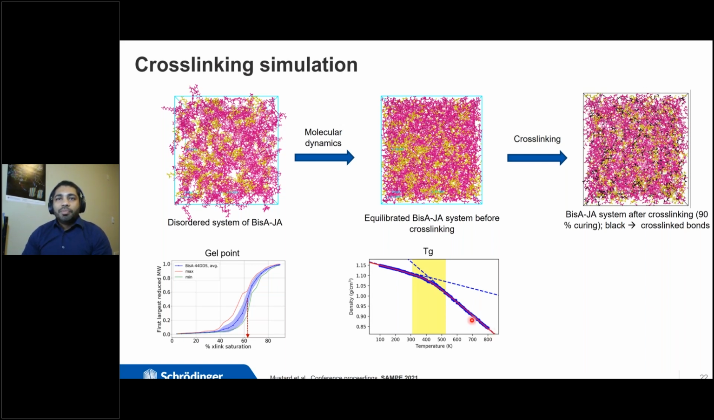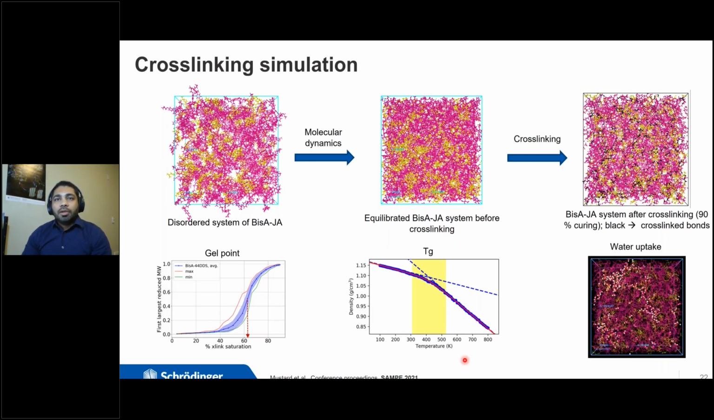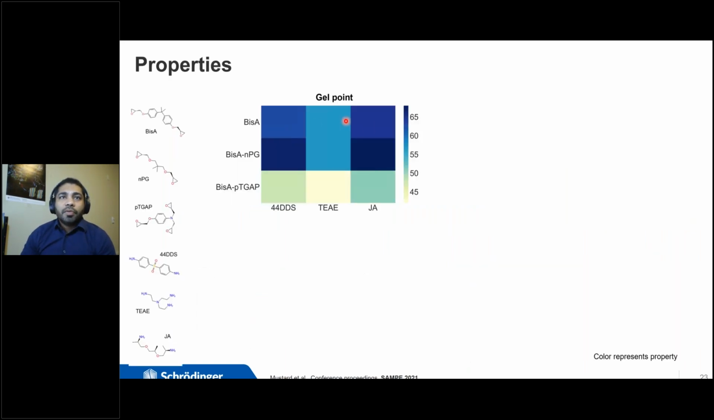And we also computed the equilibrium water uptake in these systems using grand canonical Monte Carlo simulations, and compared across all of these 9 systems. So let's look at the results of these 3 properties, starting out with the gel point. Here are the results, where on the y-axis I'm showing the 3 different epoxy groups that we selected, and on the x-axis I have the 3 different amine groups. The color of each block represents the gel point. The darker the color, the higher the gel point is.